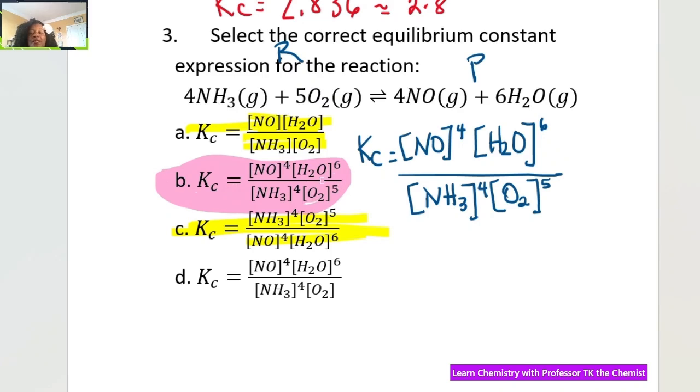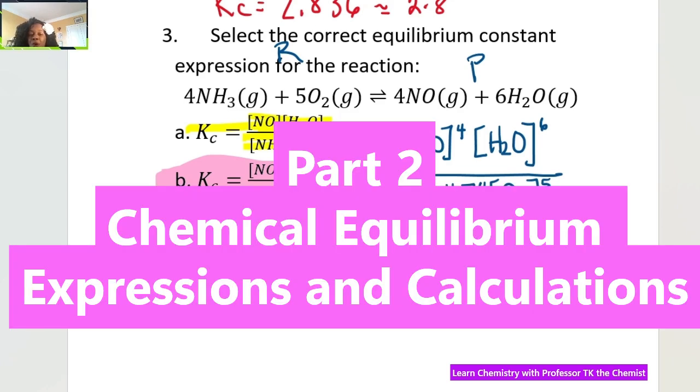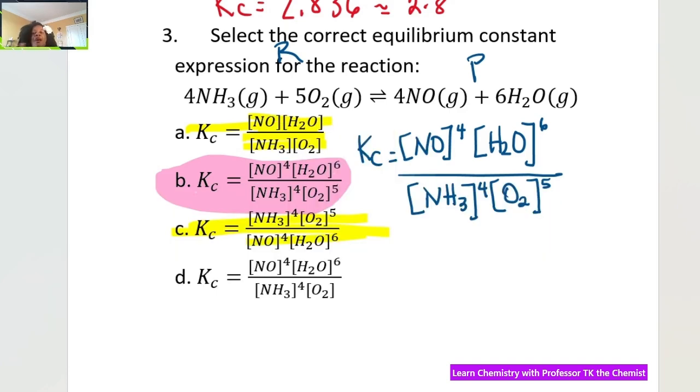So guys, you see how simple this is? It's not that difficult. You just have to concentrate on what you're given, what is required, what is the proper setup. Keep practicing this, because if you don't understand the foundation, you're not going to understand anything else that you have to do as it relates to these chemical equilibrium problems, along with the ICE chart. Okay?